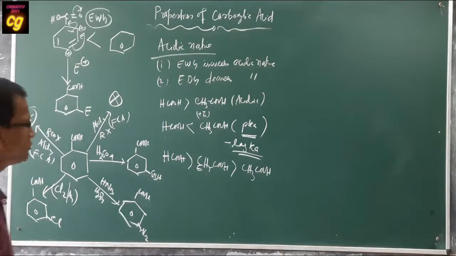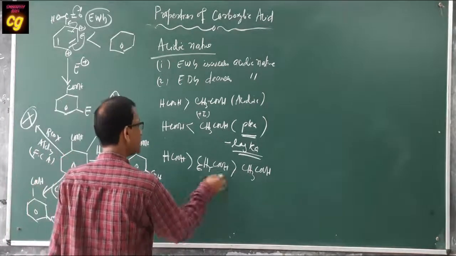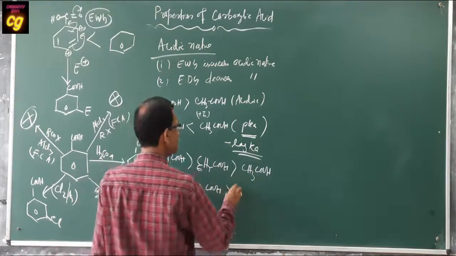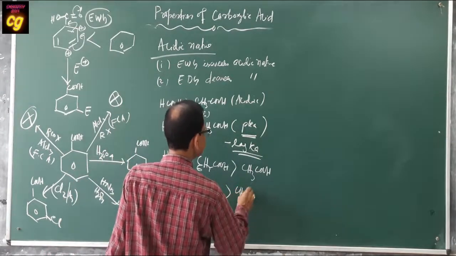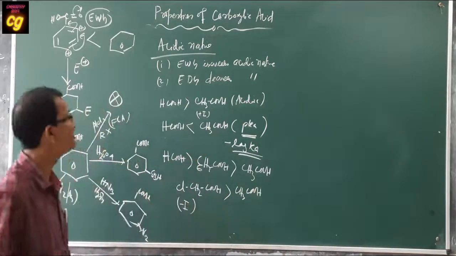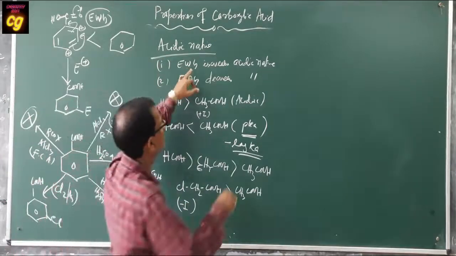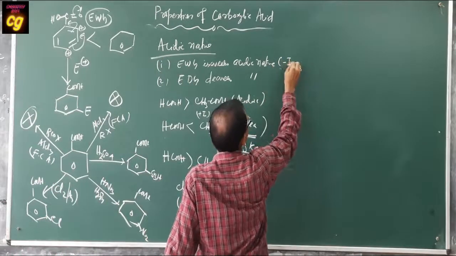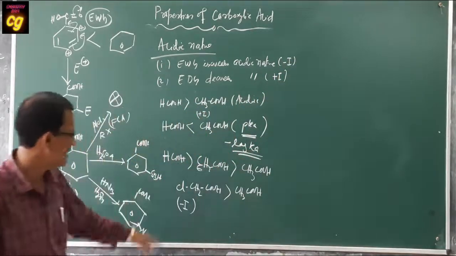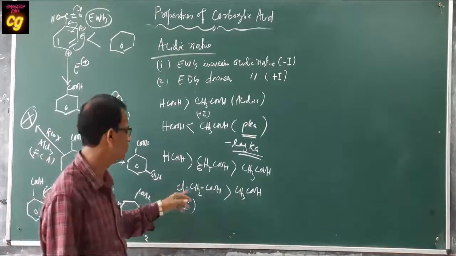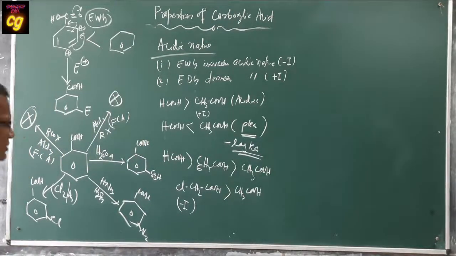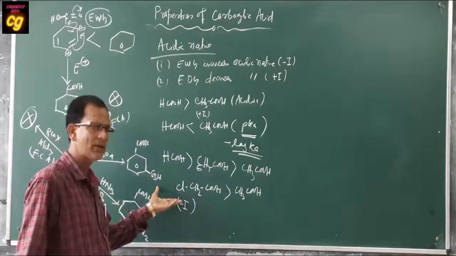But if you substitute the acetic acid, for example chloroacetic acid, it is more acidic than acetic acid. This is due to the minus I effect. An electron withdrawing group shows the minus I effect, and an electron donating group shows the plus I effect. This is very important: the minus I effect increases acidic character. That's why chloroacetic acid is more acidic than acetic acid. So the concept of minus I effect and plus I effect is very important.